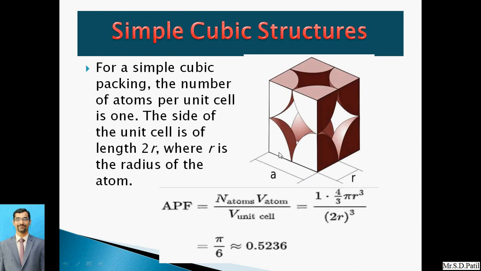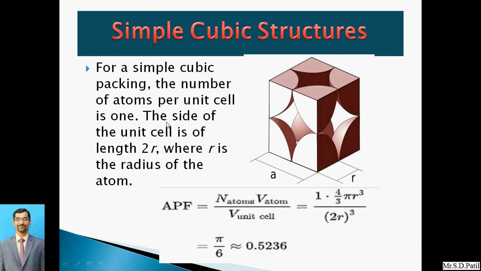Now the length of this cube is a, and this is the radius of one atom in this cubic structure. Now for a simple cubic packing factor, the number of atoms per unit cell is 1. We already covered this in the last lecture, the number of atoms that we calculated. So for the simple cubic structure, the number of atoms per unit cell is 1.